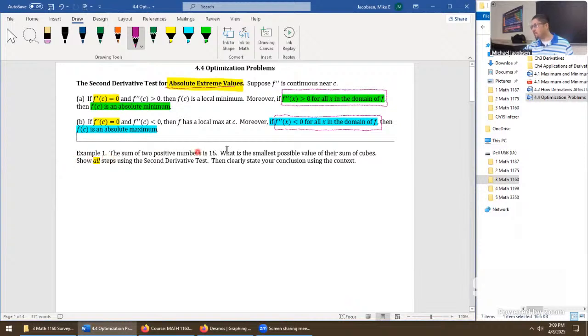So 2 small changes here, but with those changes, example 1 will lead to, looks like, the smallest possible value. We're going for an absolute minimum. Any questions at all, folks, about our slight change to that second derivative test here?